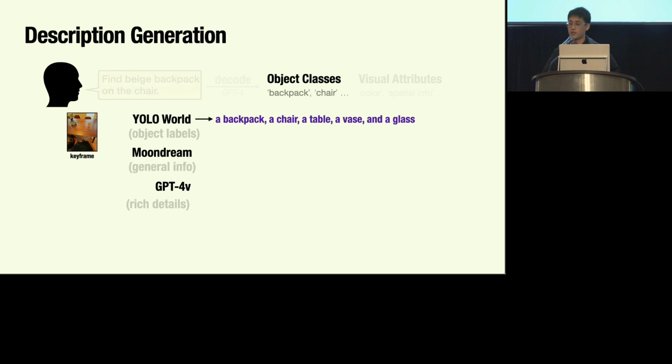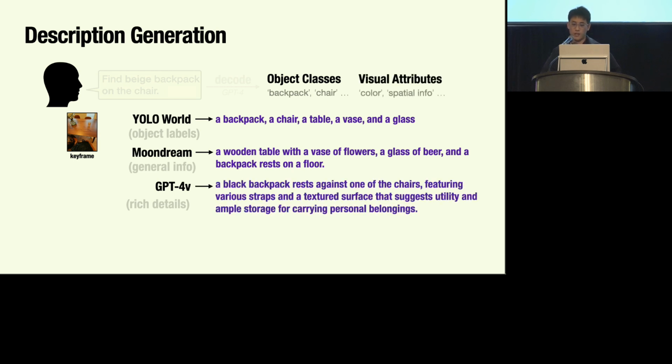We already have the object labels detected by YOLO World. Then WorldScribe gets the general descriptions from Moondream, which is a tiny visual language model that can generate decent general descriptions in a short time. And we can get the detailed object descriptions by prompting GPT-4 Vision with visual attributes of users' interest. So if the user just moves to this visual scene and stays for a while, then these are the descriptions they will receive.